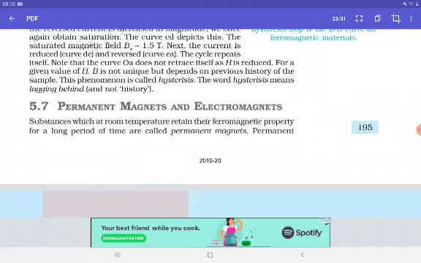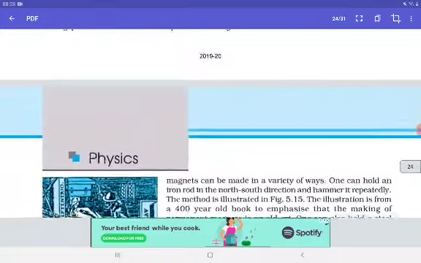So in the previous video we have just talked about chapter number 5. So today let's start with permanent magnets and electromagnets. Substances which at room temperature retain their ferromagnetic property for a long period of time are called permanent magnets.